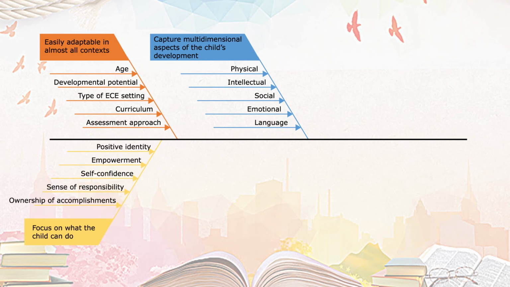The third process is to focus on what the child can do. The learning journey portfolio should be compiled in such a way that it focuses on what the child can do rather than what they cannot. This characteristic of the learning journey portfolio helps the child to develop a positive identity, feel empowered, enhance self-confidence, gain a sense of responsibility, and take up ownership of accomplishments.